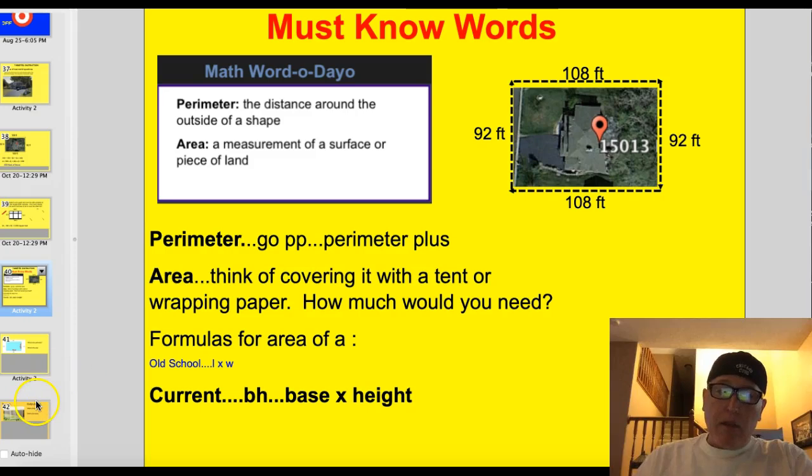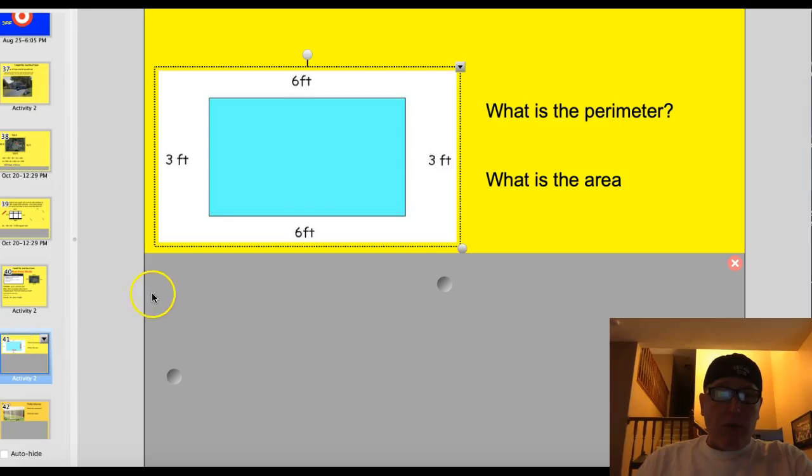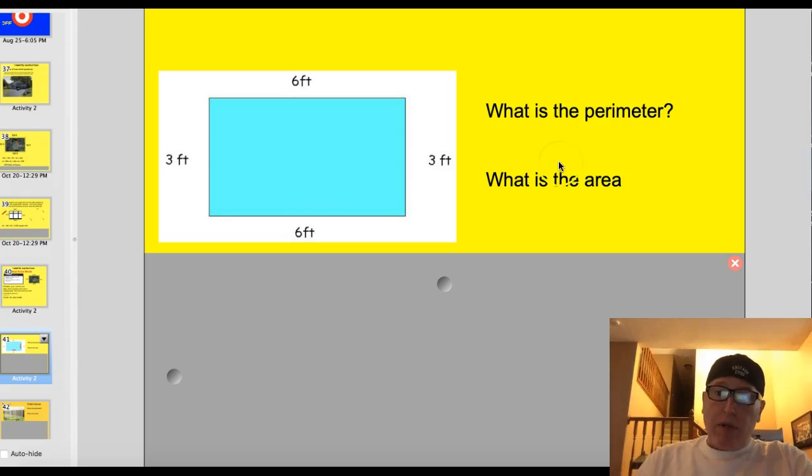This is the base and there's the height. Kind of like a triangle, right? Base times height divided by 2 in the case of a triangle. But all right, let's do one more problem, and I'm just going to cut you loose to do a couple. I think these are really pretty straight up and easy. All right, this one right here. What is the perimeter and what is the area?